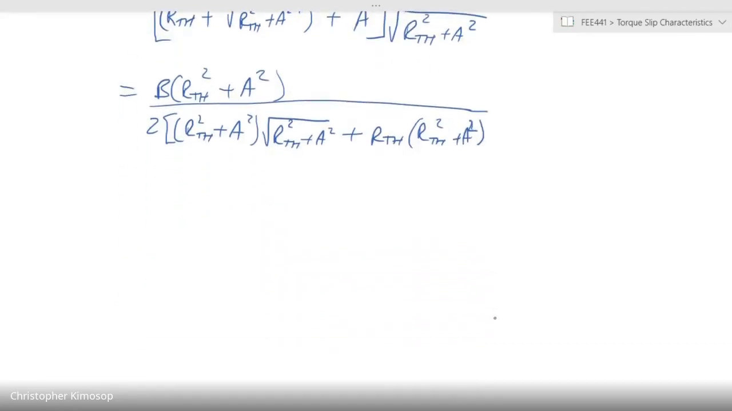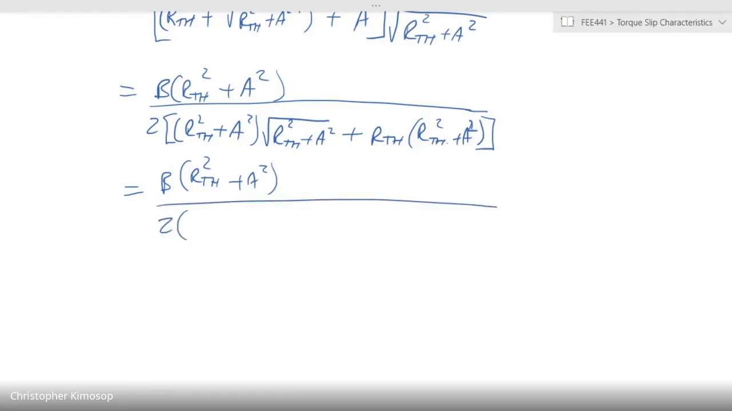Okay. Now, unfortunately, even with the substitution of B and A, this is a long algebra. So now we factor it out so that it then becomes, once again, something a bit shorter: R1 squared plus A squared over 2 times, since these two factors exist in both of them, R1 squared plus A squared times R1 plus the square root of.